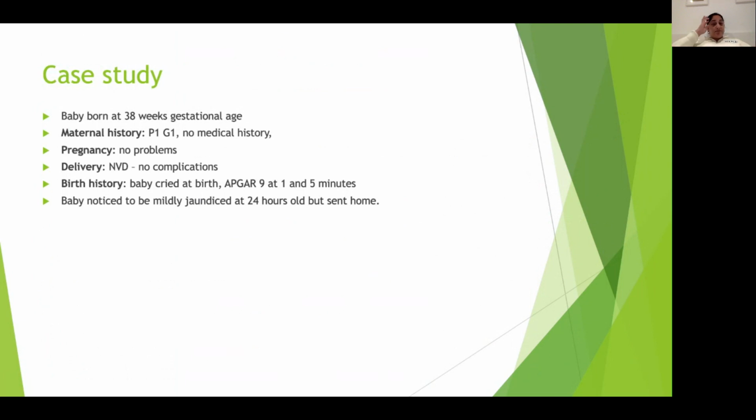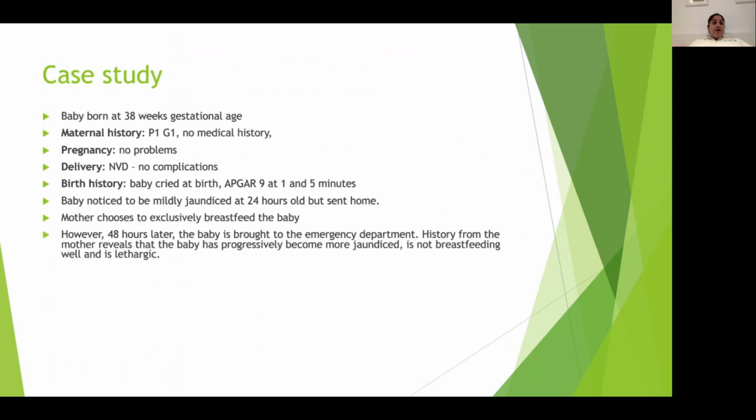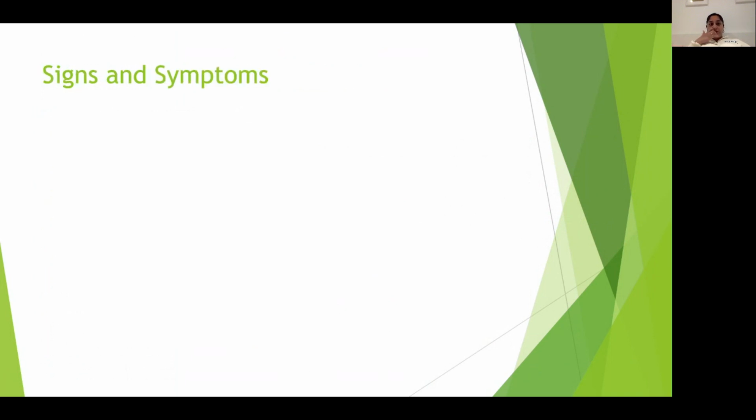However, the midwifery team noticed that the baby was jaundiced at 24 hours old, but they were sent home. This is quite common. They might have some mild jaundice, but they can be sent home. This mum specifically chose to breastfeed the baby, but 48 hours later, the baby was brought back through ED because they were becoming more and more jaundiced, they weren't breastfeeding, and they were lethargic. A baby that is not feeding well and is a lot more floppy than normal is one we would be really concerned about, and they're babies that would get readmitted back into the ward.